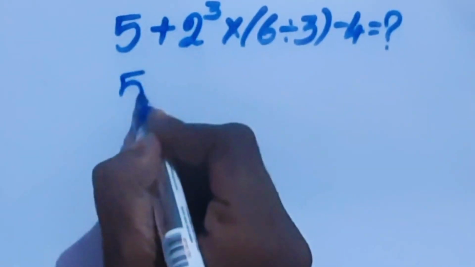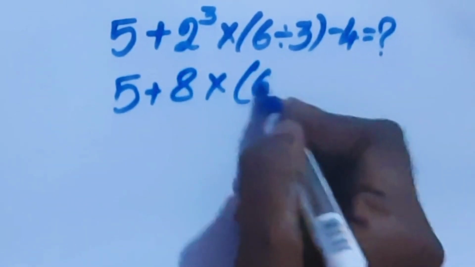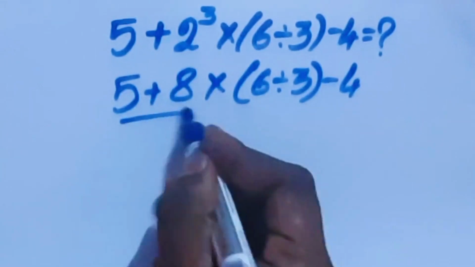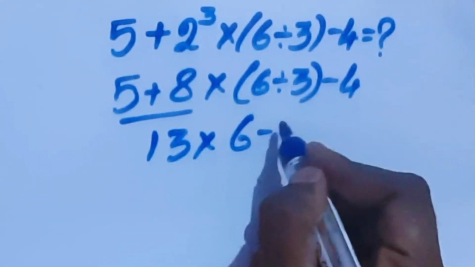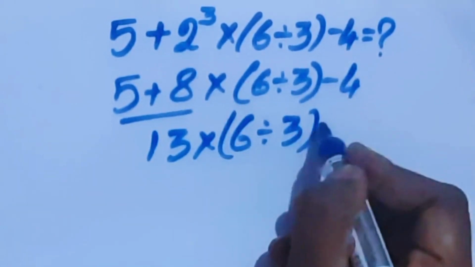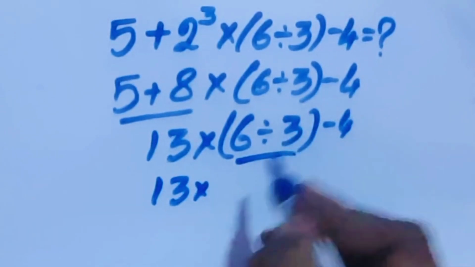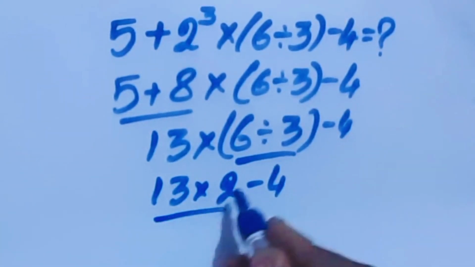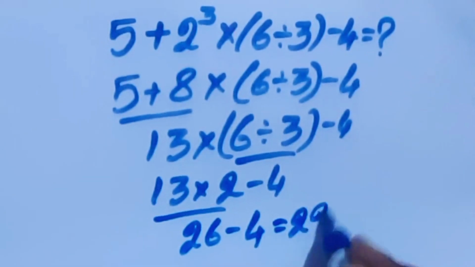Hi guys, here 5 plus 2 power 3 is 8, times 6 divided by 3 in bracket, minus 4. Here 5 plus 8 is 13, times 6 divided by 3 in bracket, minus 4. Here 13 times 6 divided by 3 is 2, minus 4. Here 13 times 2 is 26, minus 4. Here 26 minus 4 is 22, which is the wrong answer.